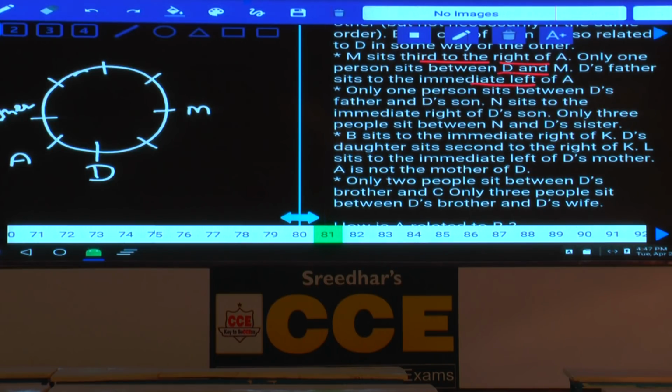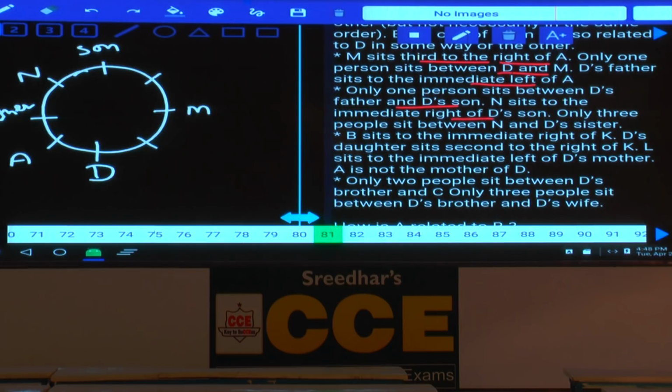D's father sits to the immediate left of A. Only one person sits between D's father and D's son. Between D's father and D's son, there must be exactly one person. Hence, where should this son be? Can son be here? No, D cannot be D's son, isn't it? Hence, son cannot be here. As son cannot be here, then where should this son be? Son must be opposite to this D. Because there must be exactly one person between D's father and D's son. And N sits to the immediate right of D's son. N is to the immediate right hand side of D's son. Hence, this person must be here. Done with this?